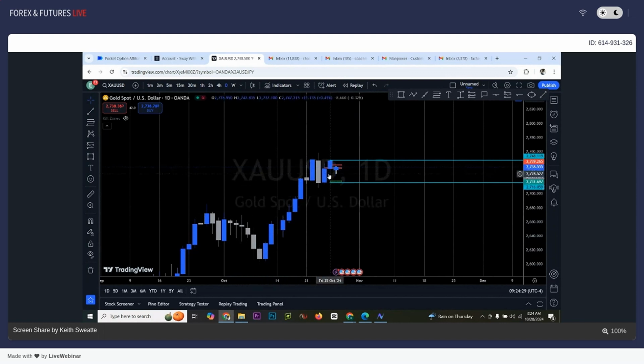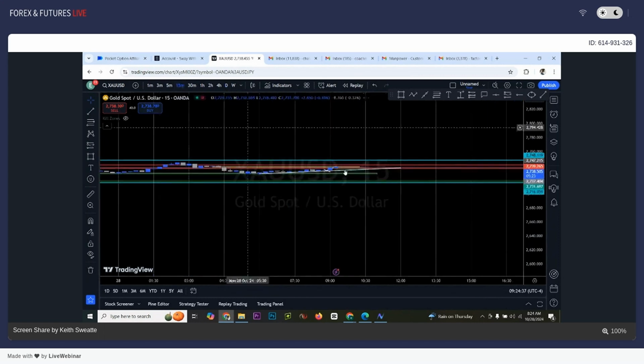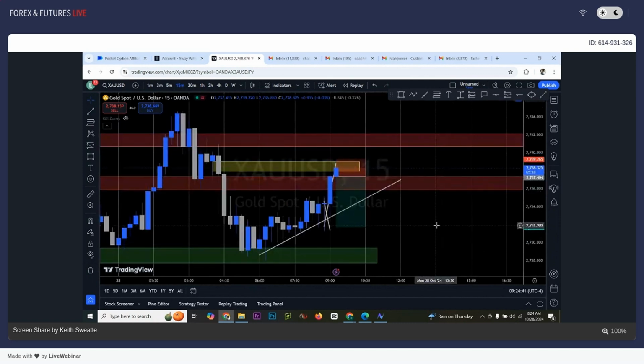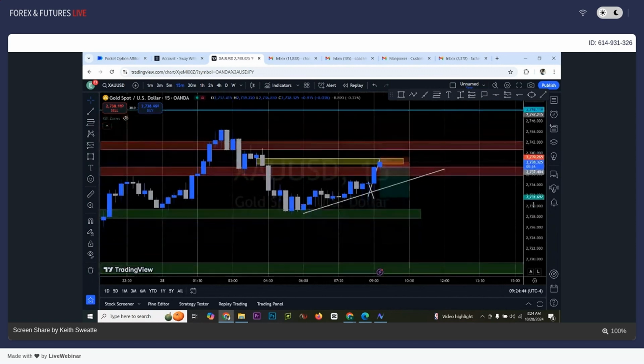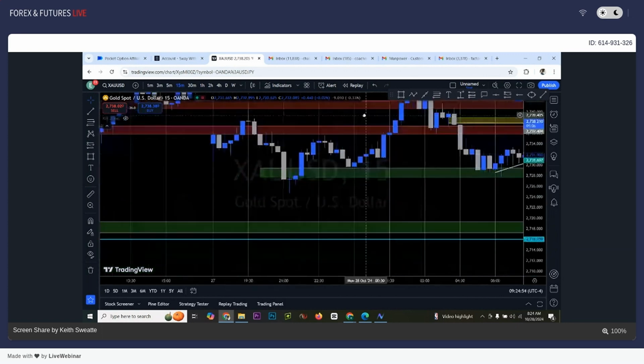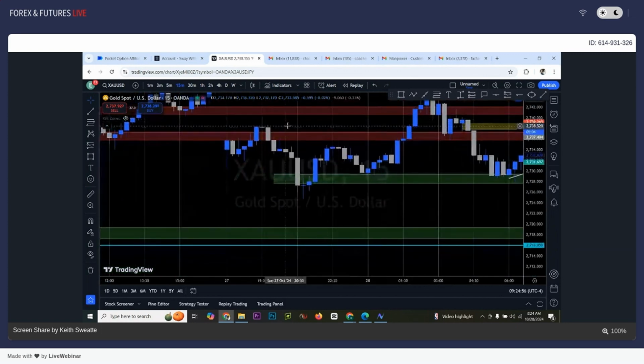So not only does liquidity sit at old highs and old lows, let's go to the 15-minute time frame so I can go to 1600 to midnight. So where is, oh, there's midnight right here to 16. So here, right? So this is the lowest point.